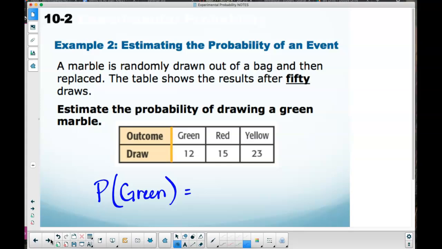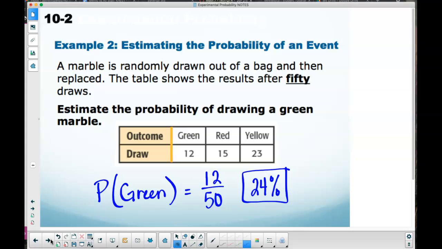Go ahead, Tyler. 12 out of 50. Okay, so what percent is that? Go ahead, Izzy. That is 24%. So on your homework, you're going to change everything to a percent. So you're going to write your answers as percents. Okay, flip the page.